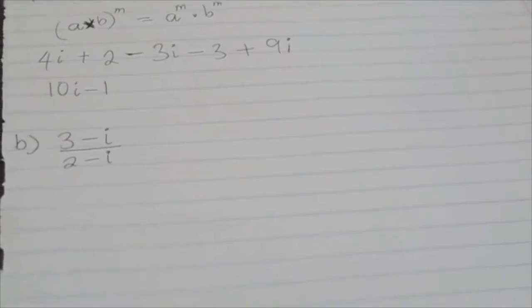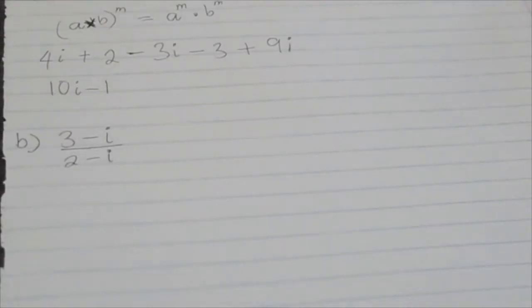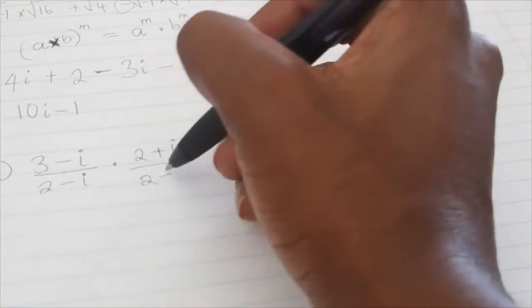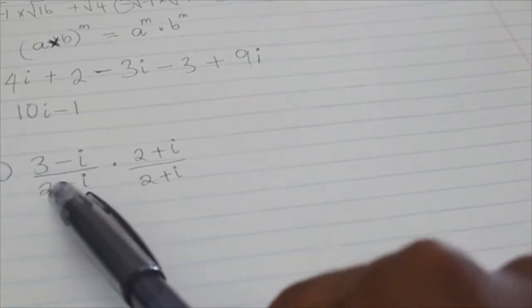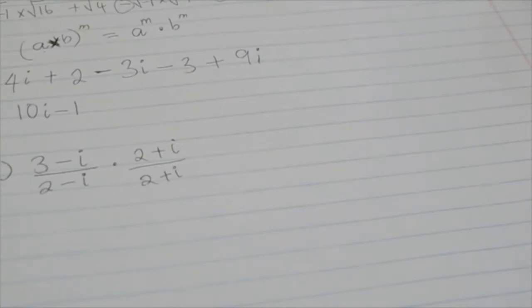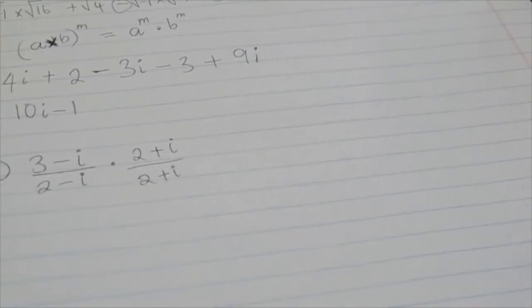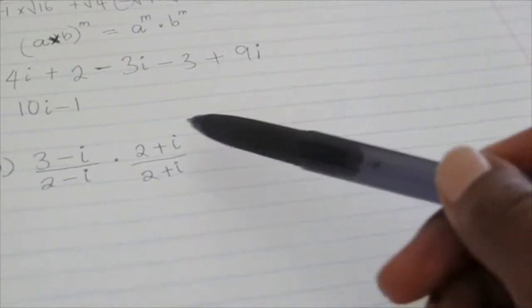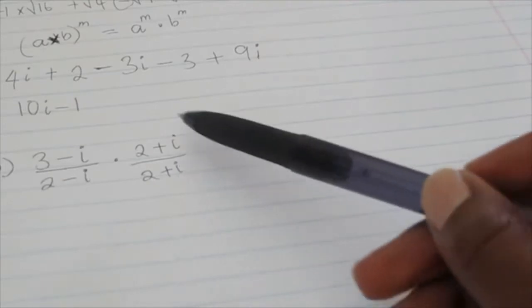Okay, next one. We have to work out this division. Remember, when we're dividing complex numbers, the way we do it is by multiplying by the conjugate of the denominator. And to get the conjugate of the denominator, this is just 2 plus i over 2 plus i. The difference between what I have over here and the denominator is the sign of the imaginary part. The imaginary part is the coefficient of i, so that's the only difference. And this is 2 plus i over 2 plus i.